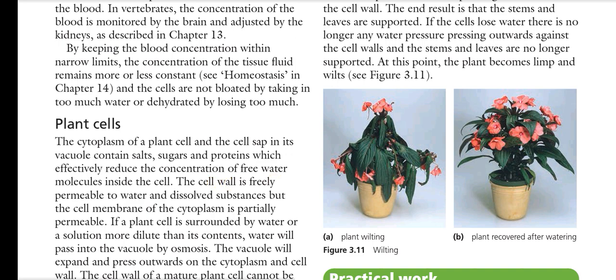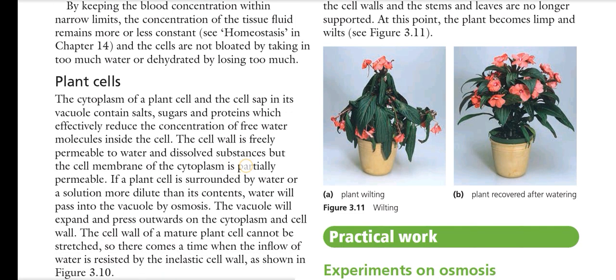The cell wall is freely permeable to water and dissolved substances. But the cell membrane of the cytoplasm is a partially permeable membrane. If the plant cell is surrounded by water or a solution more dilute than its contents, or we can say if we provide a hypotonic environment, water will pass into the vacuole by osmosis. Do you know the name of the cell membrane of the vacuole? It is called the tonoplast.